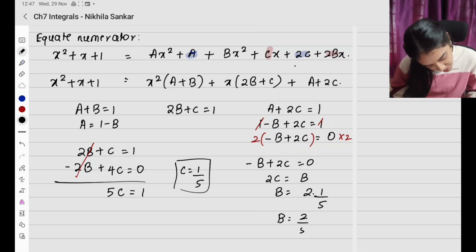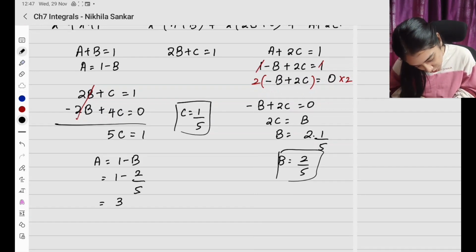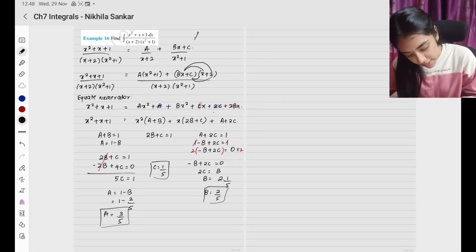b oda value is 2 divided by 5. Now what is the value of a? a is 1 minus b. So this is going to be 1 minus 2 by 5, which is going to be 3 divided by 5. So I found the values for a, b and c. Now this is going to be our integral.